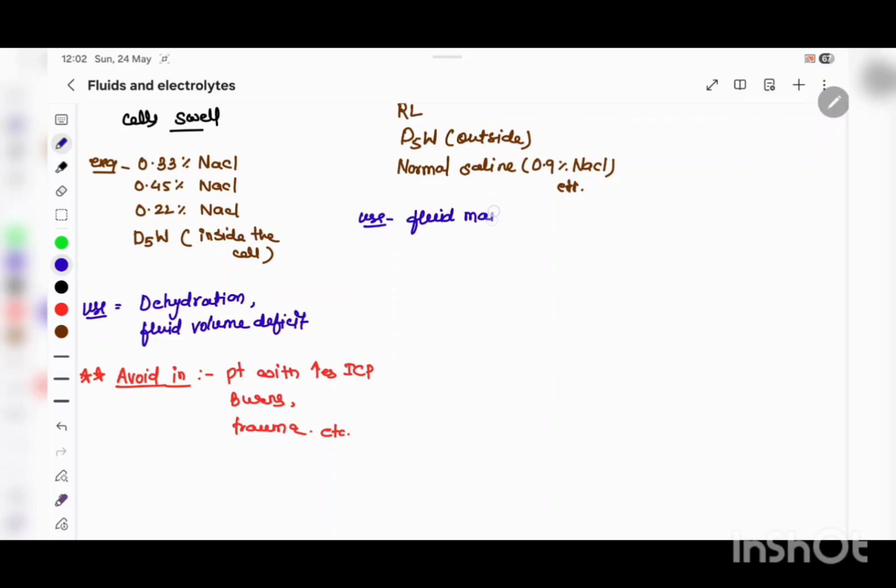So where will we use it? In fluid maintenance, whenever we are using it in hospital, and then replacement of fluid if nausea and vomiting will be there, or in burns we can use this, and also in dehydration due to nausea and vomiting. So these all are the uses.